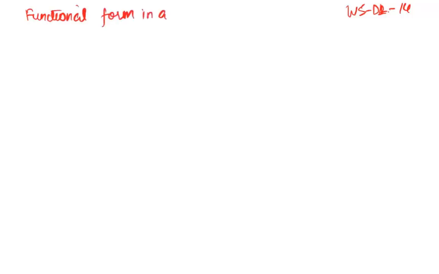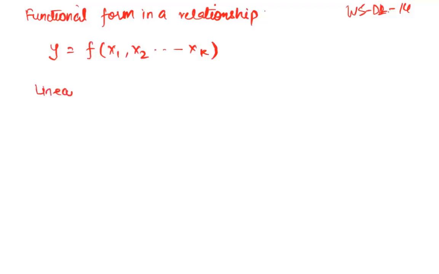In a relationship. So we're trying to do something like this. Try to find y as a function of x1, x2, xk. The first method that we've looked at is that of linear regression.